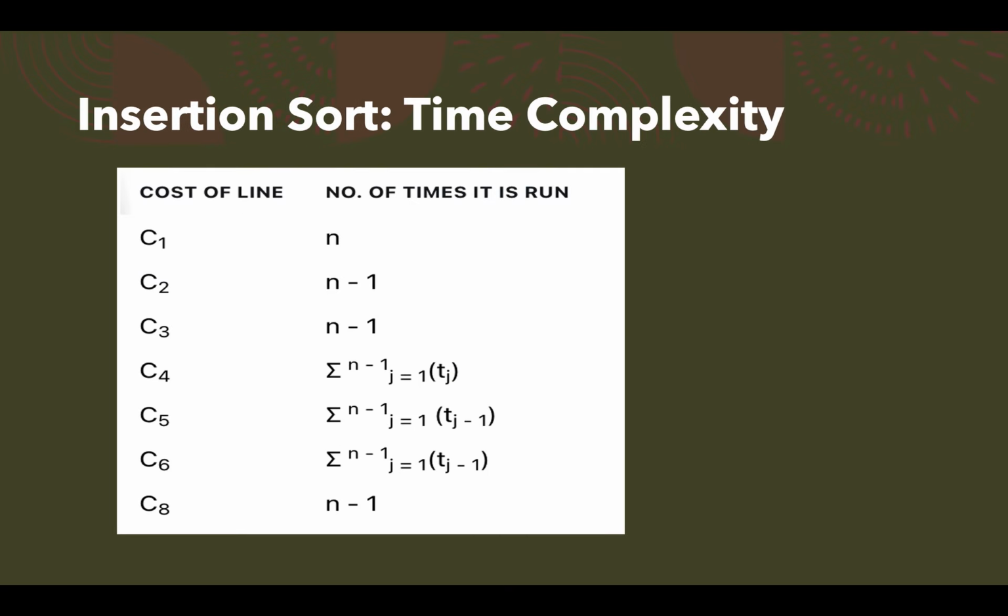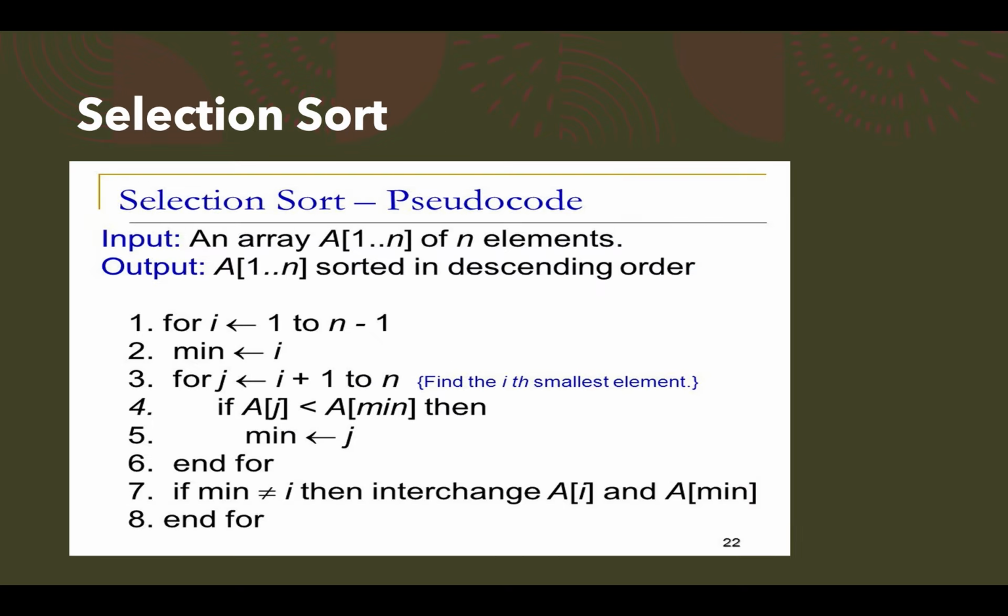So when you compute this time complexity, the worst case will be O of n square and the best case will be O of n. I would like to know when will be the worst case and when will be the best case for this insertion sort algorithm.